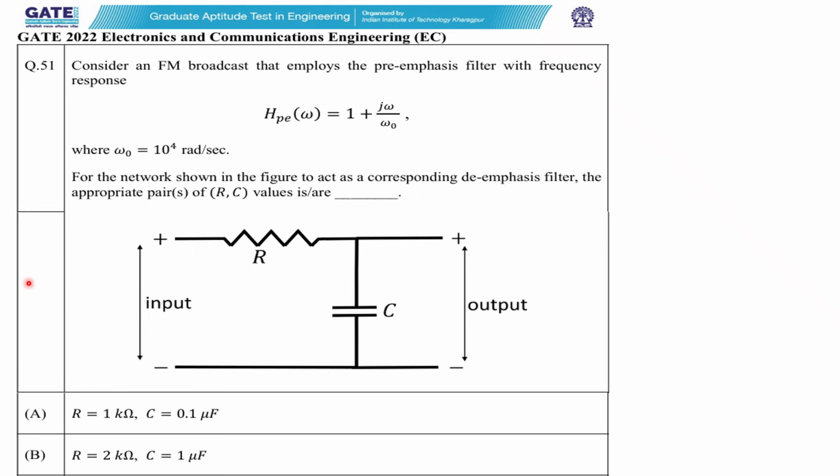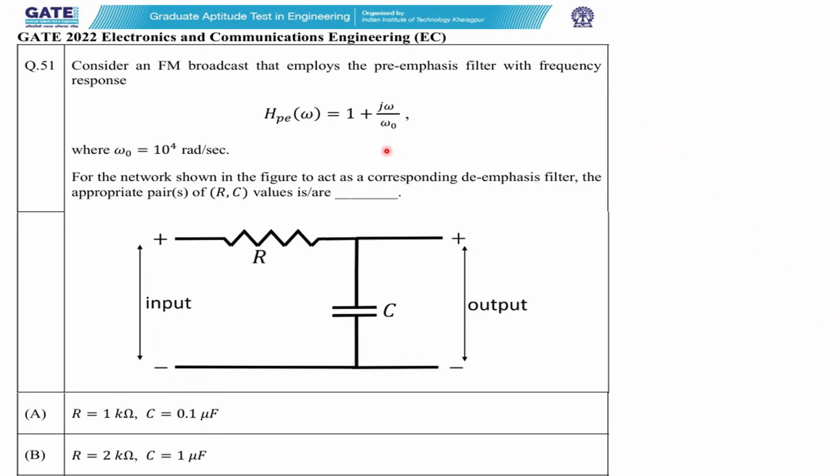The question is: consider an FM broadcast that employs the pre-emphasis filter with frequency response H pre-emphasis of omega equal to 1 plus j omega divided by omega naught. Here j omega is the variable, and omega naught is known: omega naught is 10 to the power 4 radians per second. For the network shown in the figure to act as the corresponding de-emphasis filter. So this is the corresponding de-emphasis filter for this pre-emphasis filter.